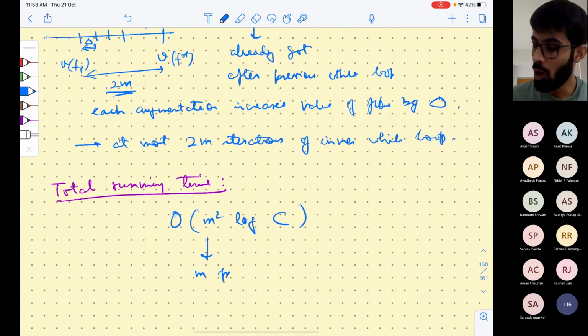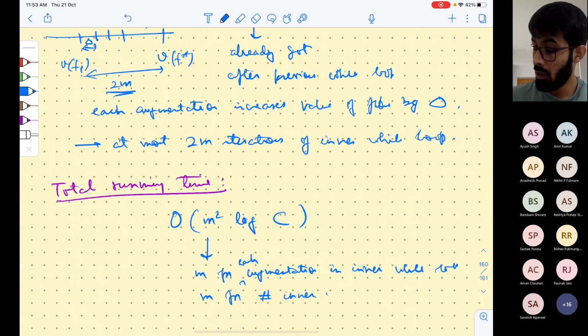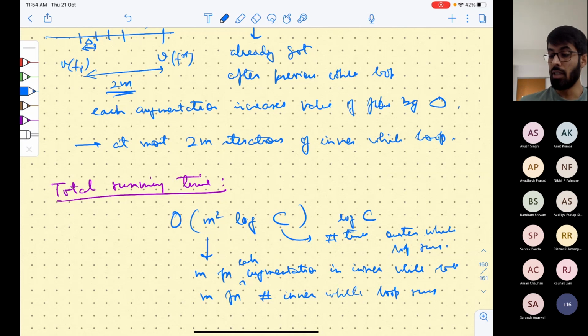So this is m for each augmentation in the inner while loop, m for the number of times the inner while loop runs, and this is for the number of times the outer while loop runs. Log c, right. So you can figure it out, but this is order m square log c. Okay. Good.